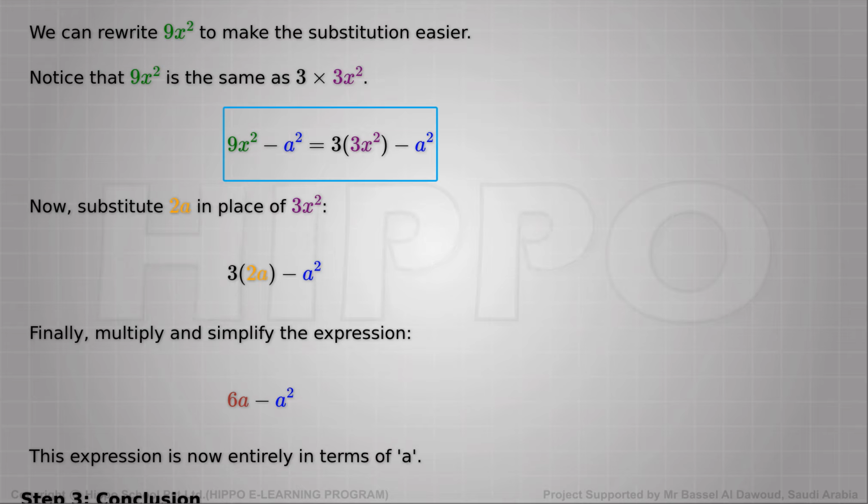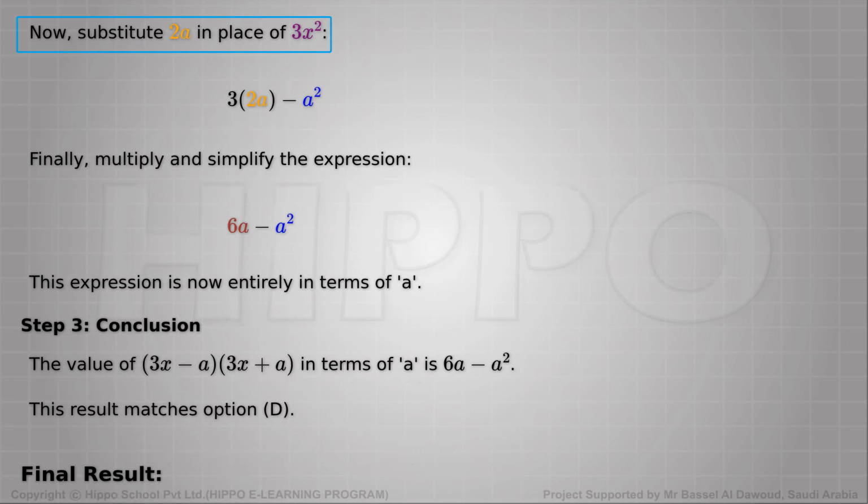This is the key moment. Since we know that 3x squared equals 2a, we can directly replace the 3x squared in our expression with 2a. So 3 times 3x squared minus a squared becomes 3 times 2a minus a squared. The x variable is now completely gone, which is exactly what we wanted. We're on the home stretch.